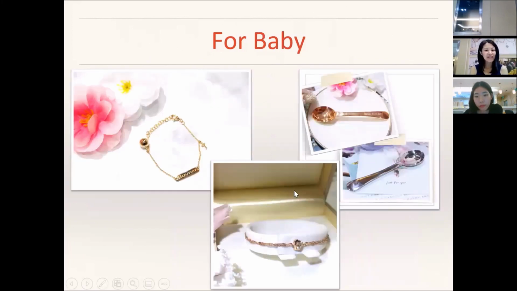Next slide. For babies, I love to buy a baby spoon for any of my friends who give birth. I'll buy them a silver spoon, from the meaning of born with a silver spoon. At eClarity, we do sell them, and you can engrave a special message on the spoon. Do I have some silver spoon here? I will show you later.